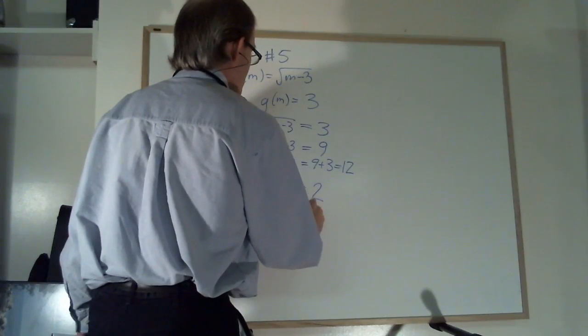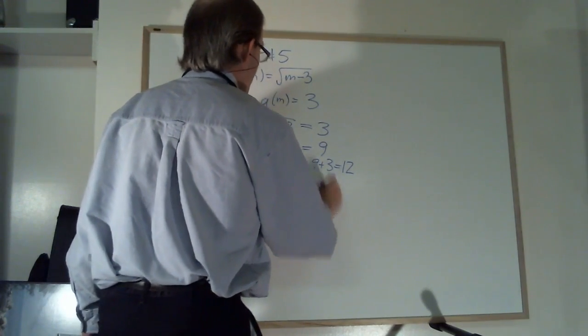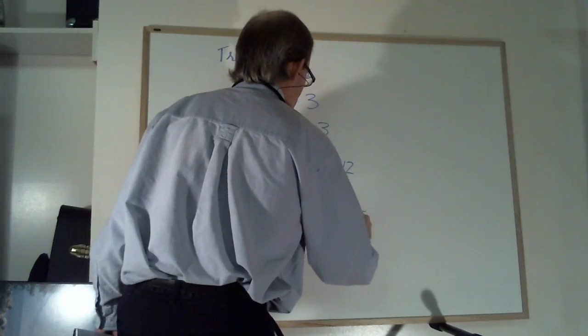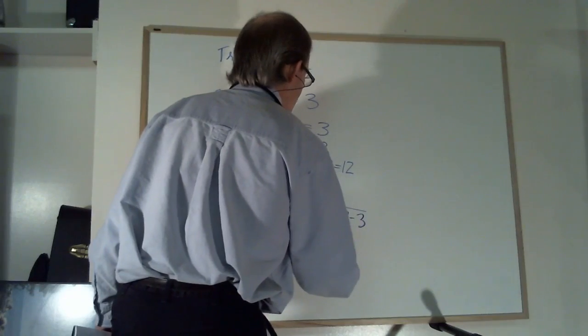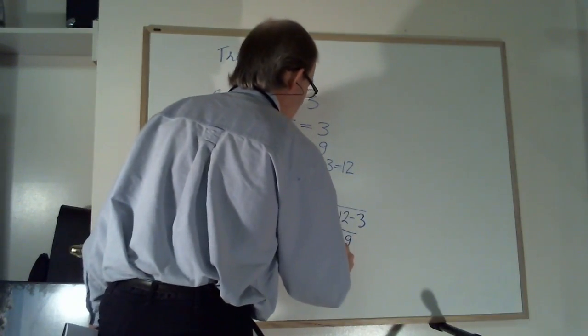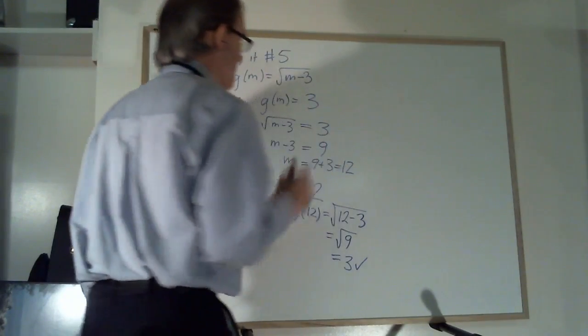Is g of 12 equal to my value 3, the value that I want? You just plug in the 12 where you see the m, and you get 12 minus 3, and then you take the subtraction of that, and that's 9, and then you take the square root, and that's 3. So yes.